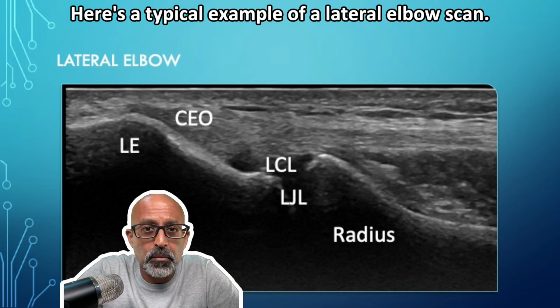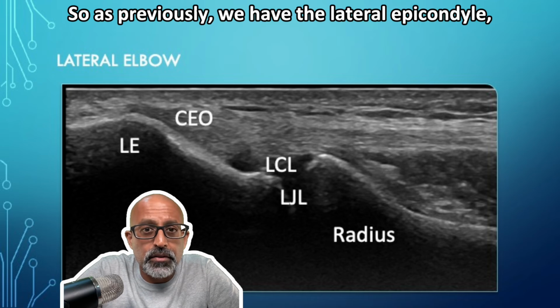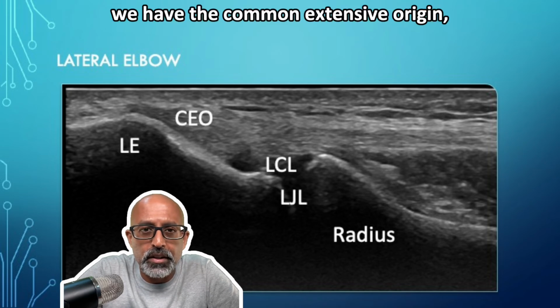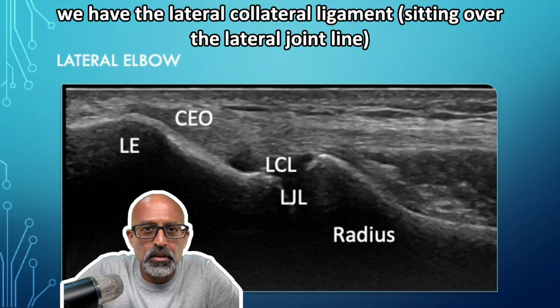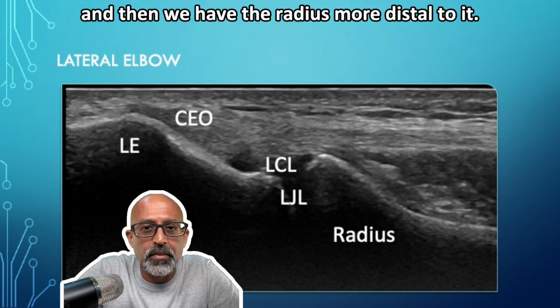Here's a typical example of a lateral elbow scan. So, as previously, we have the lateral epicondyle, we have the common extensor origin, we have the lateral collateral ligament sitting over the lateral joint line, and then we have the radius more distal to it.